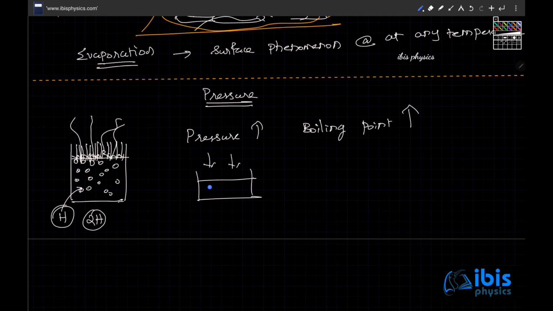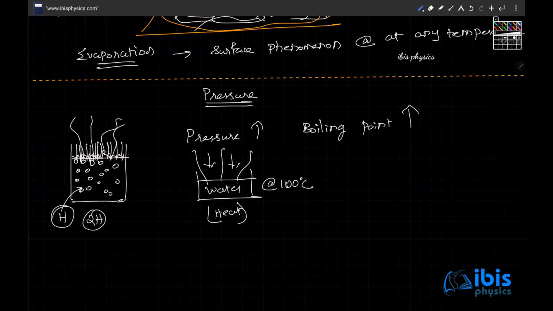One simple example: if there is a container, the container is open and the atmospheric air is exerting pressure into it. So this is water. When you heat water, exactly at 100 degrees Celsius at normal atmospheric pressure, water turns into steam.